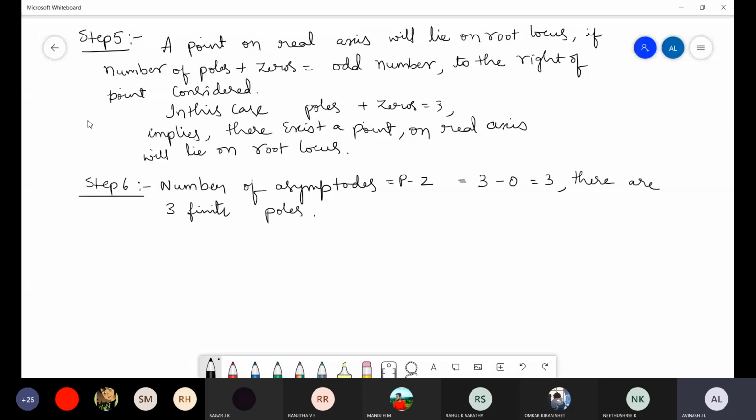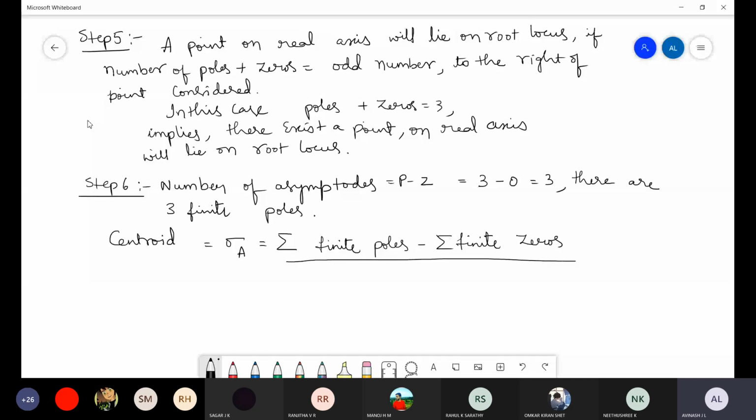Now the number of asymptotes equal to 3 we have found out. The next step in the asymptotes is finding the centroid. So how to find the centroid? The centroid sigma A, where sigma stands for the real axis and A stands for asymptote, will be equal to the summation of finite poles minus the summation of finite zeros, divided by P minus Z.